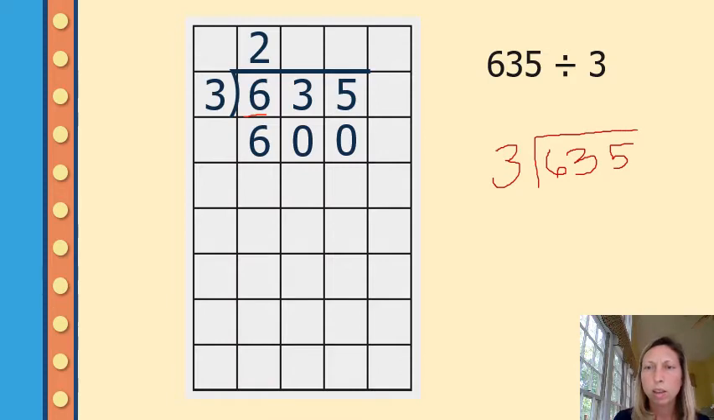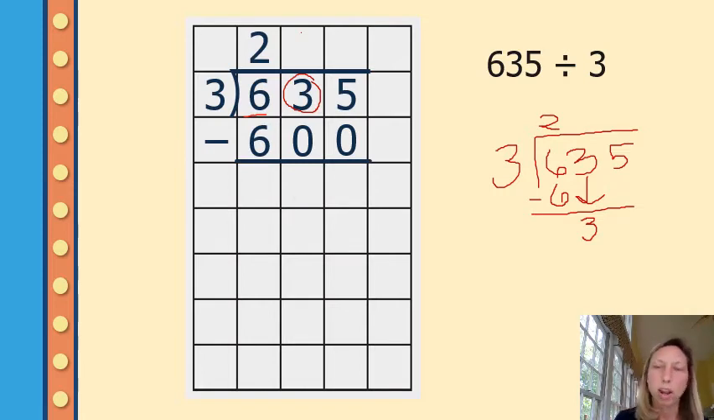Same thing, 3 times 2 is 6. What I would do is subtract, and I get 0, and I bring down the 3. Now I look at the second digit, 3 divided by 3. We know that's going to be 1. Let's put that 1 there. Oh, we have to subtract first. You get 35.